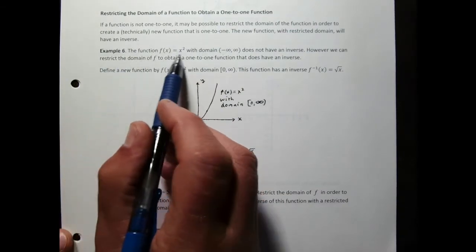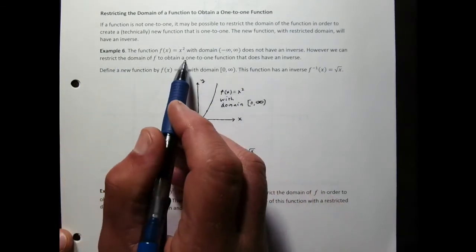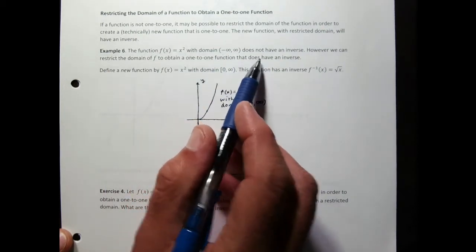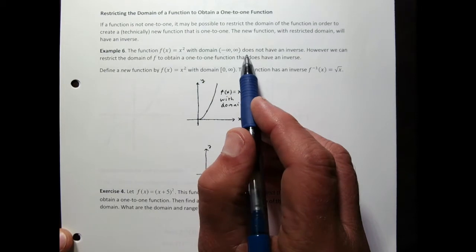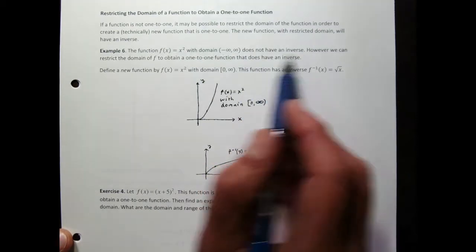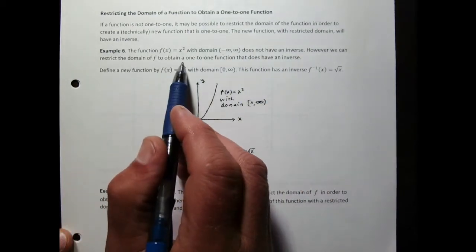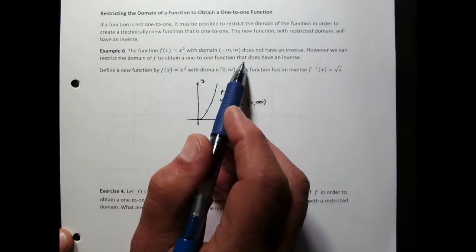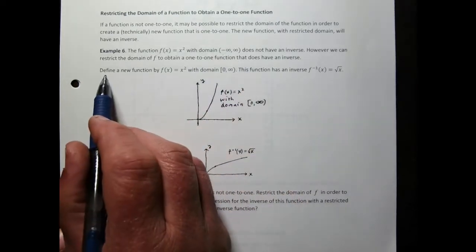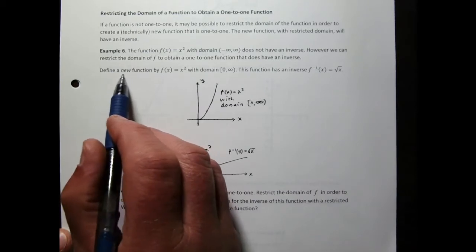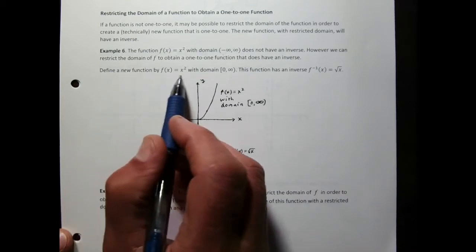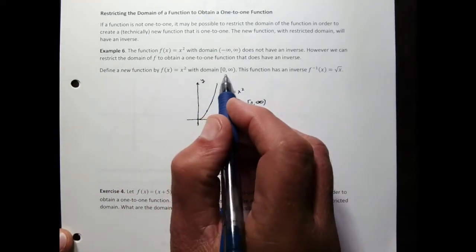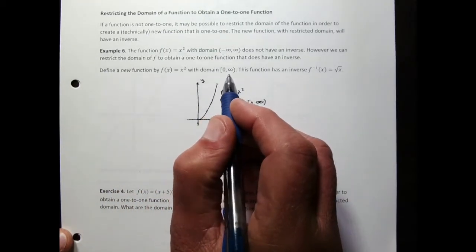So here's an example. The function f of x equals x squared that we know so well, with domain minus infinity to infinity, all real numbers, does not have an inverse. However, we can restrict the domain of f to obtain a one-to-one function that does have an inverse. So we can define, technically, a new function based on f of x equals x squared. And what we're going to do is say it has domain 0 to infinity.